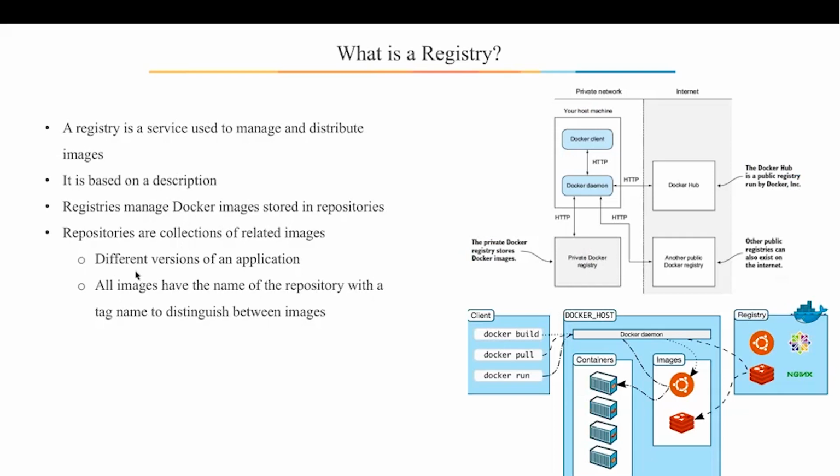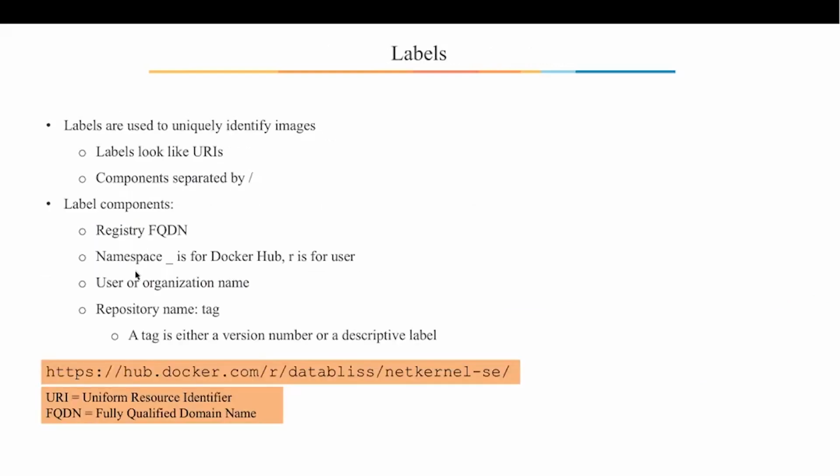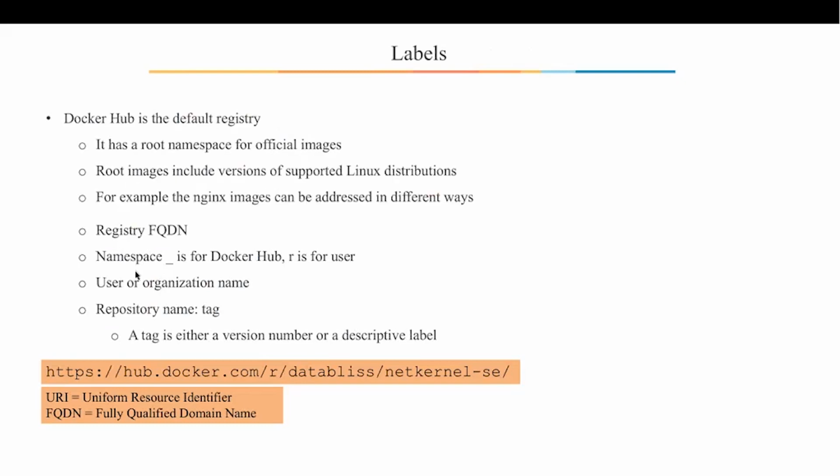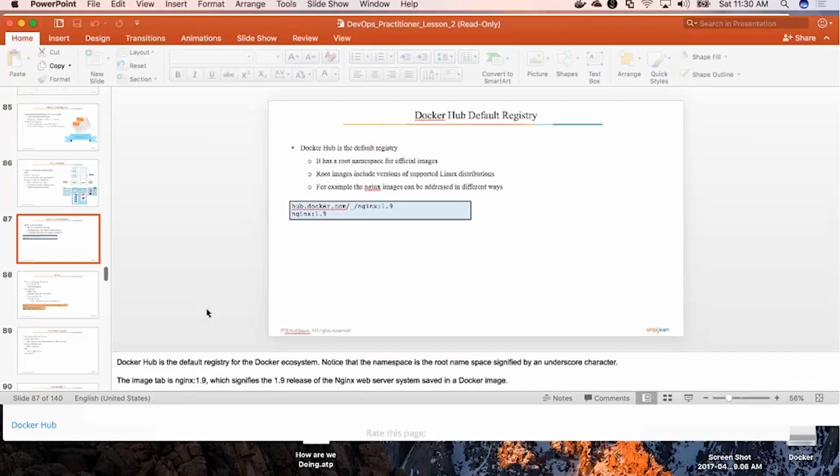Again, a registry is a service used to manage and distribute these images. We can take these registries that we build and simply load our Docker images into them. Docker Hub is your default registry, but it's just as simple as changing the command that you're running. So let's go ahead and create a registry just so you can see that.